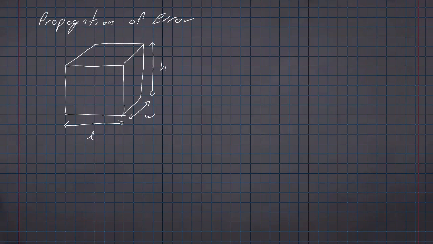So if I measure this box and I get that the length is 36 centimeters, the width is 25.2 centimeters, and the height is 47.5 centimeters. Well, my meter stick is plus or minus 1 millimeter, 1/10 of a centimeter. So these measurements are all plus or minus 0.1 centimeters.